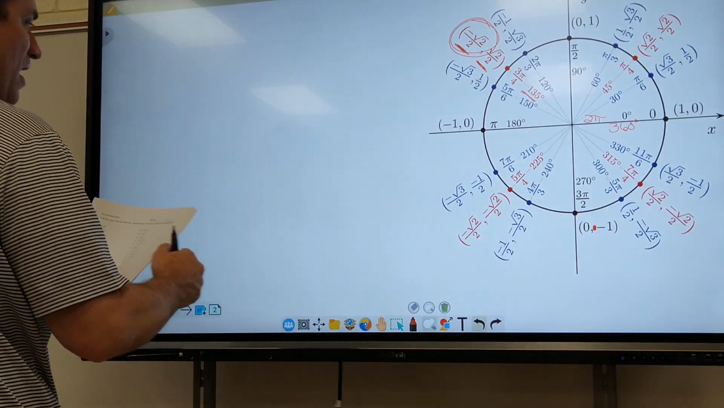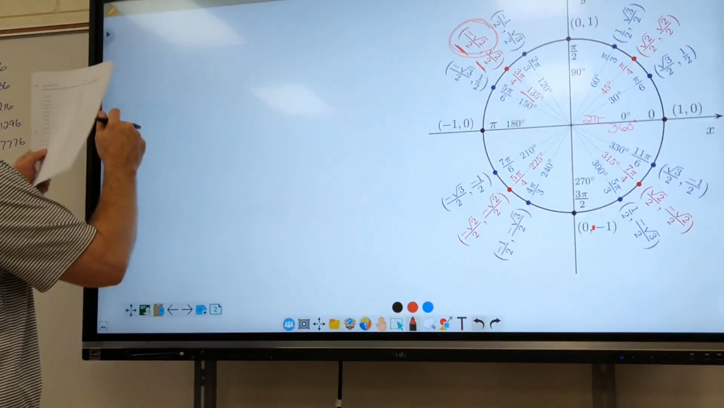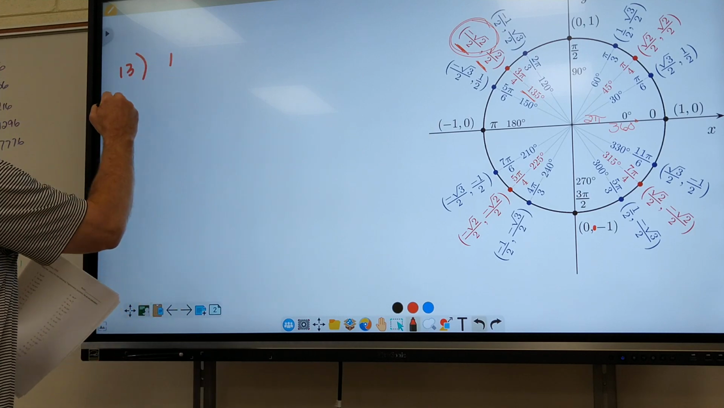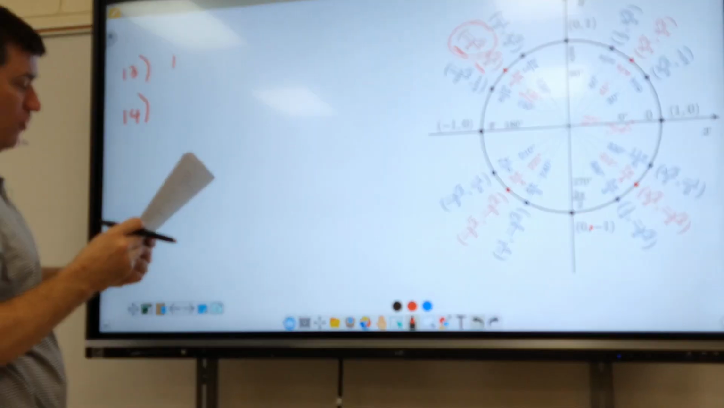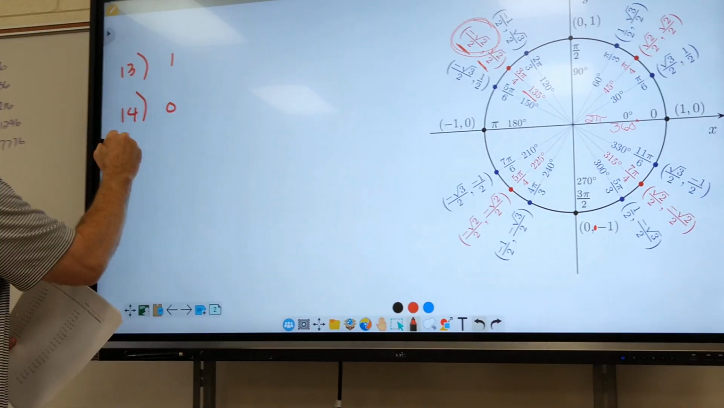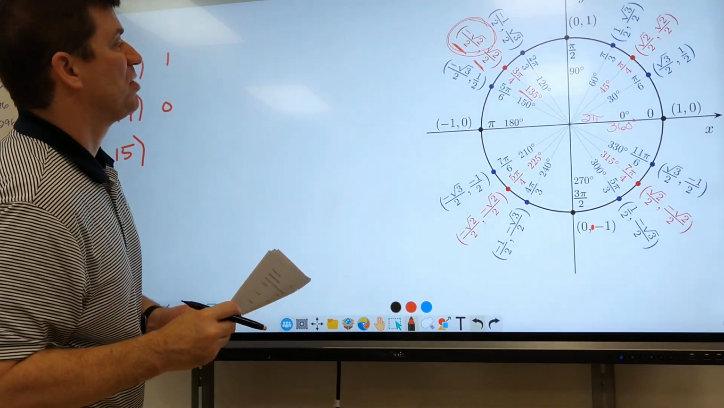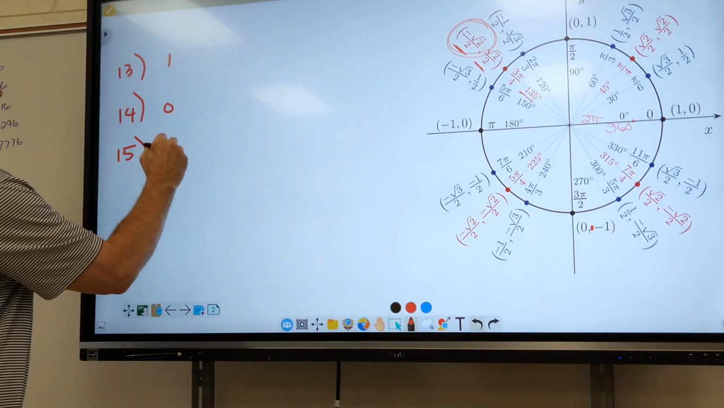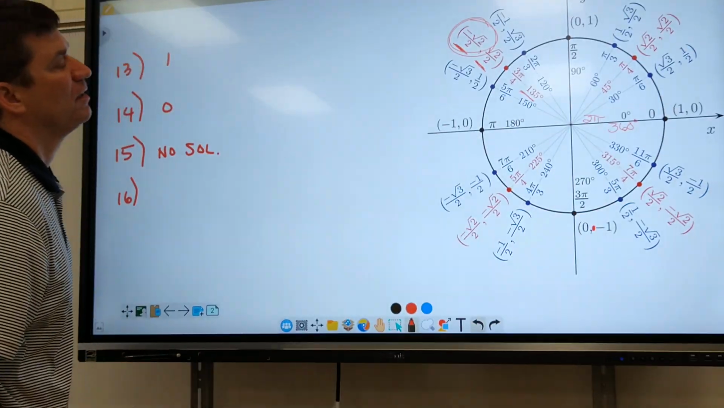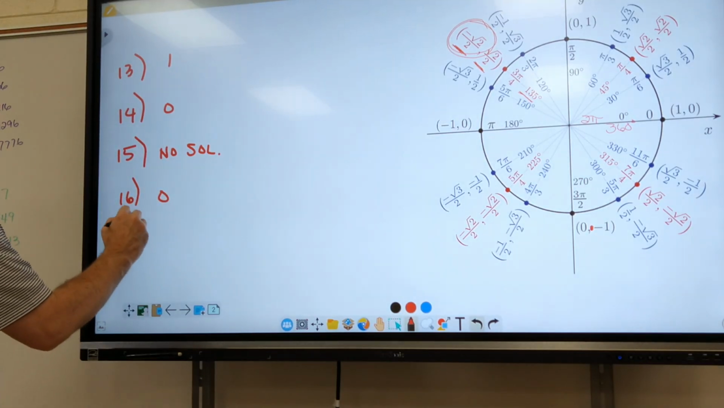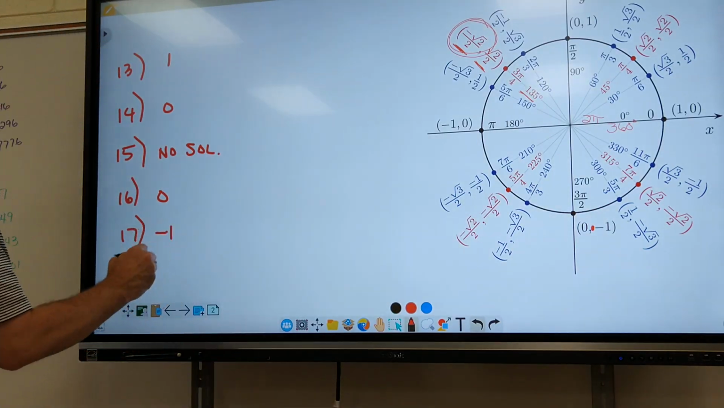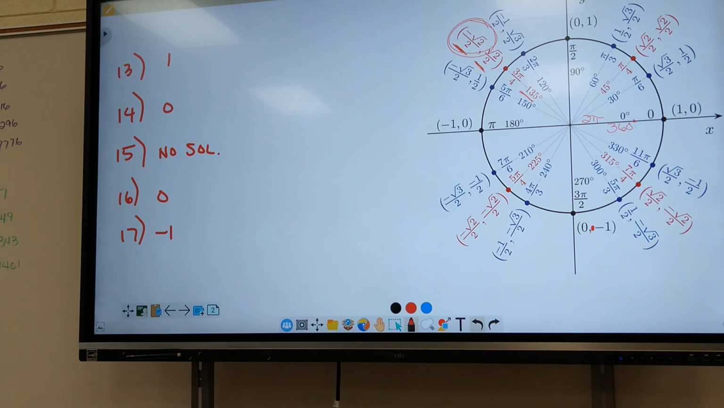I'm just going to do some more in the left column real quick so y'all can check your answers. 13, cotangent of pi over 4 is 1. If I need to show one of these, I will. 14, cotangent of 90, 0. 15, cotangent of pi, no solution. 16, cotangent 270, 0. 17, cotangent 3 pi over 4. All right, look at these 5 answers on the board. If you missed one, I'll come look at your paper.